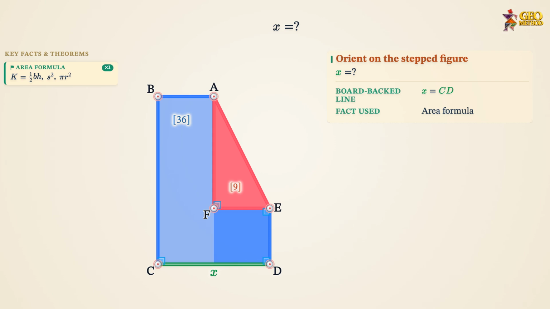Today we are solving another interesting geometry problem. Here is today's challenge. Can you find the length x? Take a moment to study the figure. Then let us uncover the key geometric ideas that make the solution click.